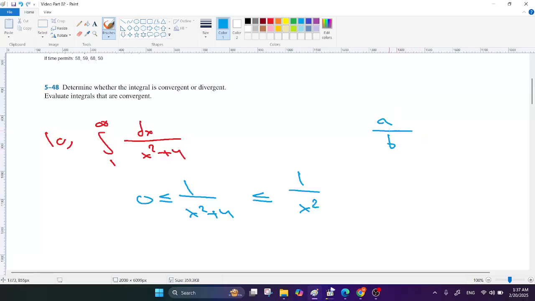I will give you a numerical example, it's easier to understand. Assume you have 8 over 1 plus 3. This is less than 8 over 1, because here I have made the denominator less than the previous one, 1 plus 3. So in a fraction, you can make the fraction bigger when you make the denominator smaller. See here, we have 1 plus 3, here we have 1.